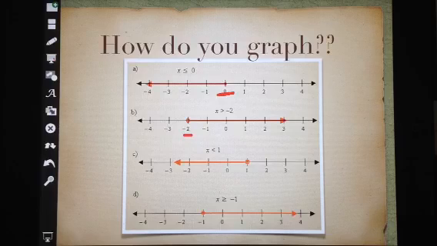And for D, x is greater than or equal to -1. So it's true for all values that are greater than or equal to -1. The only way that we show the "or equal to" part is by the open or closed circles. So if it's "or equal to," it should have a closed circle, which means -1 could work in this inequality.